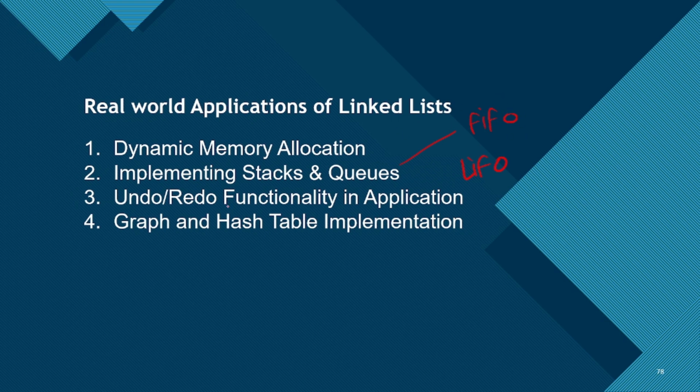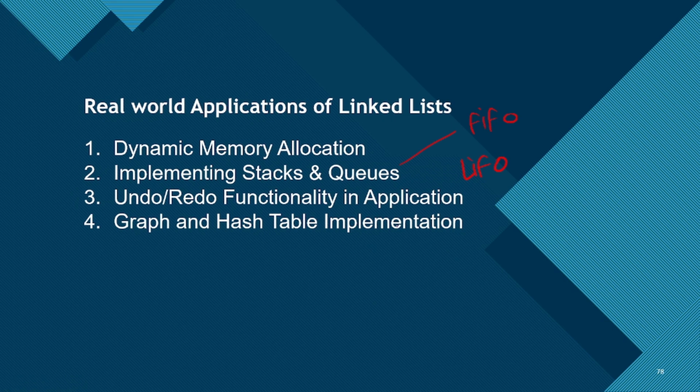The next one is undo and redo functionality in applications. Everyone knows what a text editor is. Software like Photoshop uses linked lists to track changes. Each change is stored as a node, allowing the user to undo or redo an action by moving backward or forward through the list. In all the applications you use in day to day life, you can undo and redo. I'm using PowerPoint, so I can undo and redo in this as well.